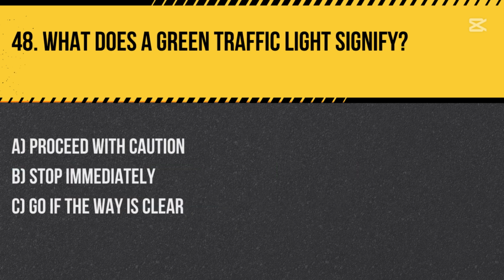Question 48. What does a green traffic light signify? A. Proceed with caution. B. Stop immediately. C. Go if the way is clear. Answer: C. Go if the way is clear. A green light means you can go through the intersection if there are no hazards present.